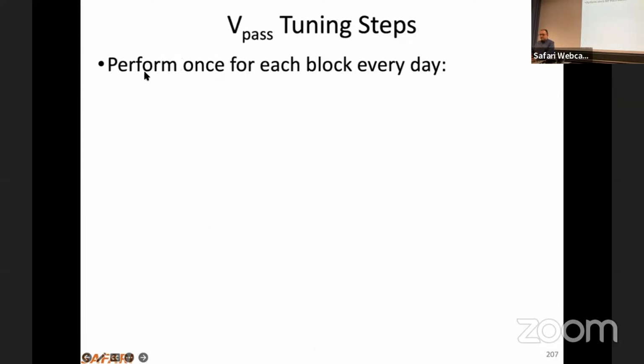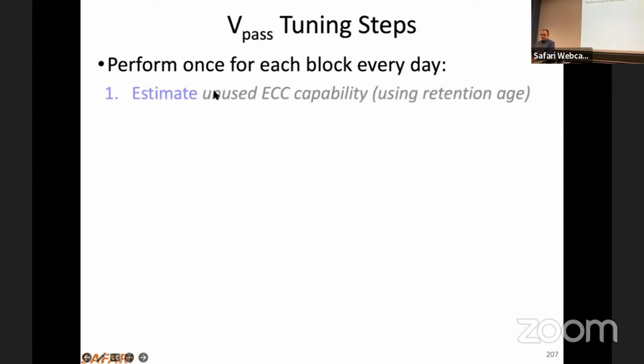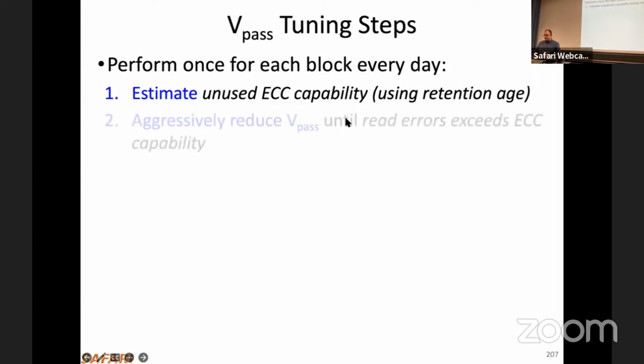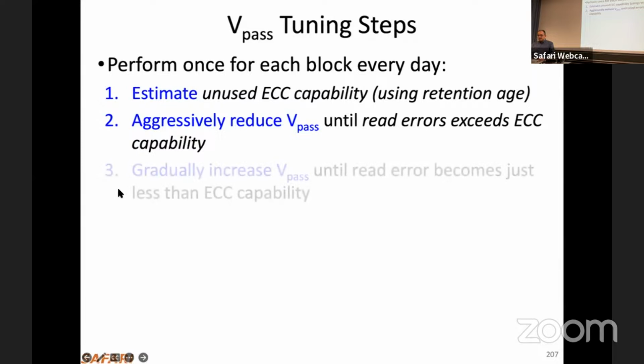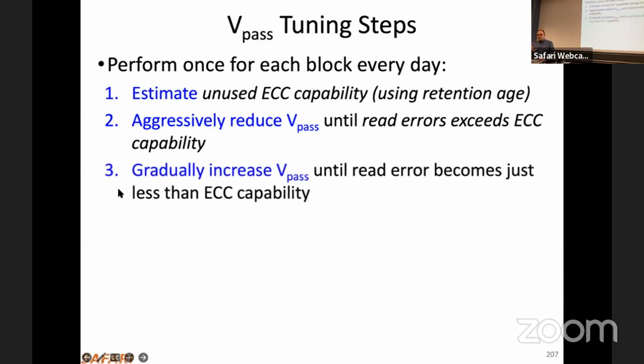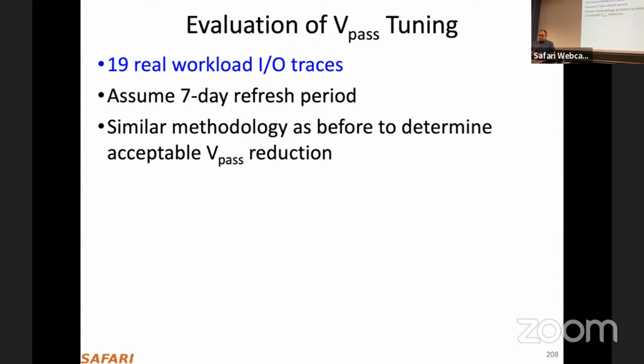How do we tune it? We perform it once for each block every day. We estimate unused ECC capability using retention age. Then we aggressively reduce VPass until read errors exceed ECC capability. Then we gradually increase VPass until read errors become just less than ECC capability. It's quite simple, right? And with that, you can tune it.